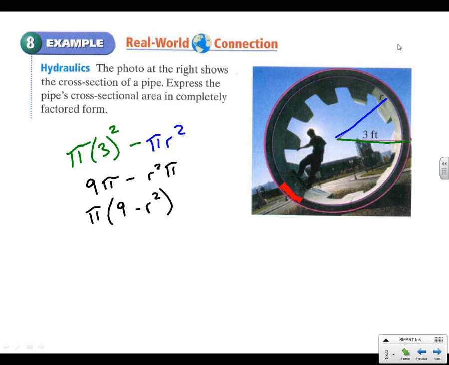And so what did we just learn about the difference of 2 perfect squares? This could be pi times (3 minus r), right? 3 times 3 is 9, r times r is r squared, and (3 plus r). And that's going to be your completely factored cross-sectional area of this pipe.